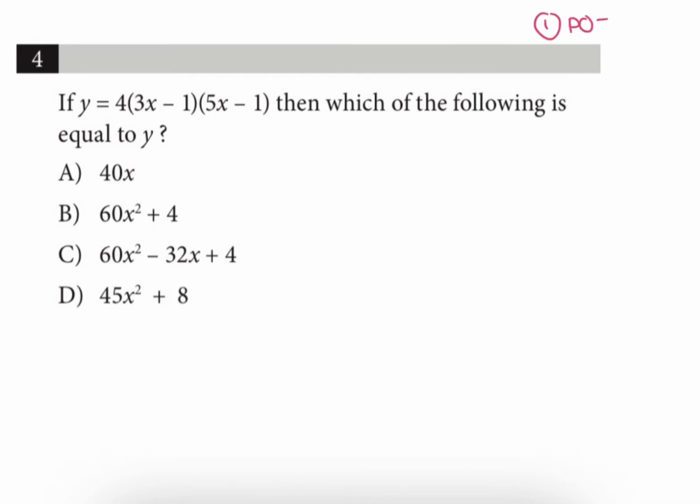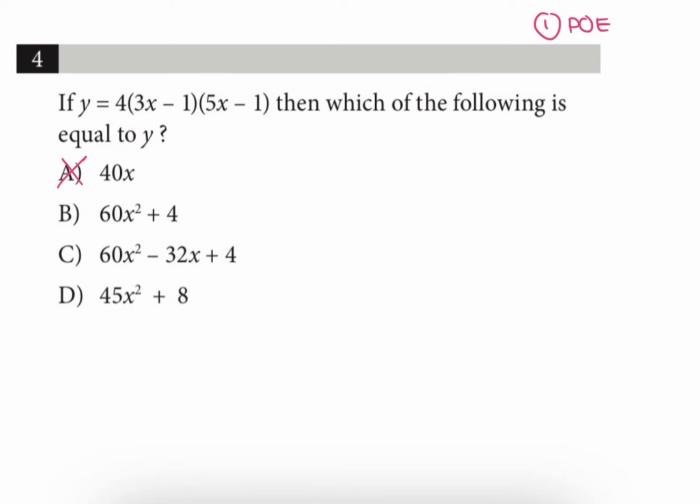So one is POE, like we said last time, which is process of elimination. So just looking through the answer choices, which one of them could definitely not be the answer? So I think right off the bat, A cannot be an answer because 40x is just 40x. There isn't an x squared, and we obviously need that because 3x and 5x are being multiplied, and there has to be an x squared somewhere, so A does not work.